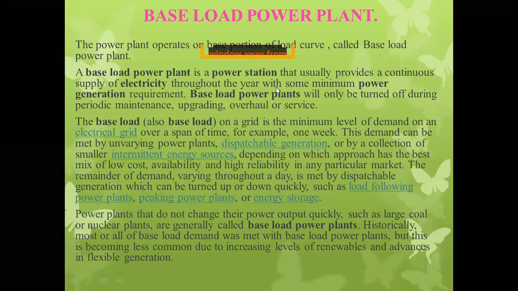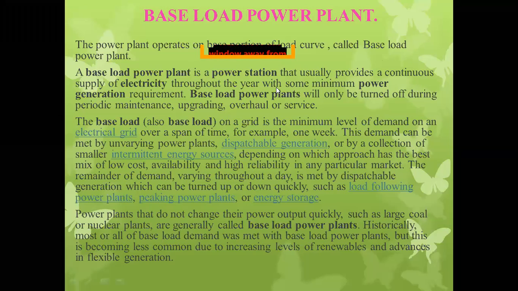Last class we have seen the hydrograph and the flow duration curve. On that we have taken two numericals, how to draw the hydrograph and flow duration curve from the given data. Today we will move in the syllabus to the base load power plant.